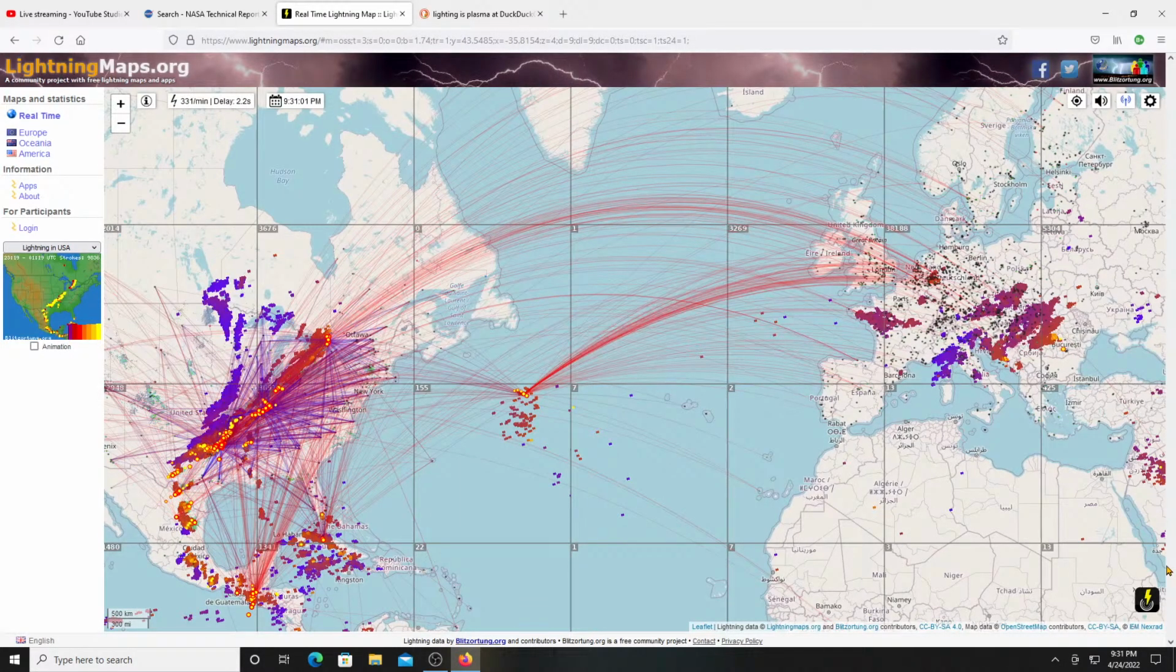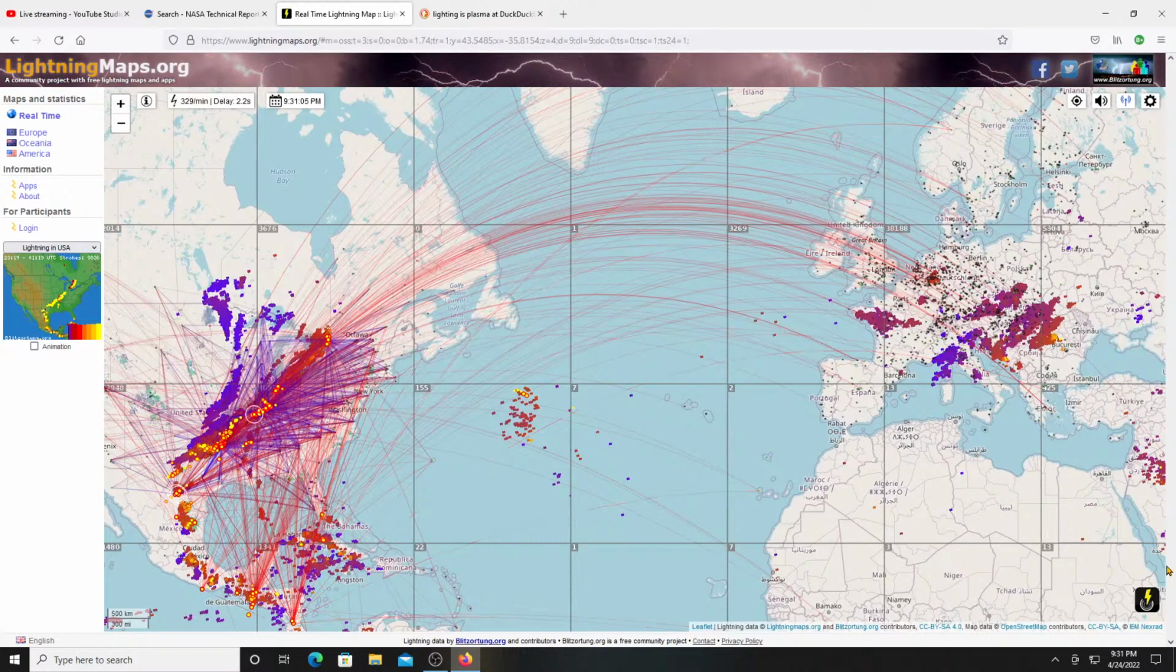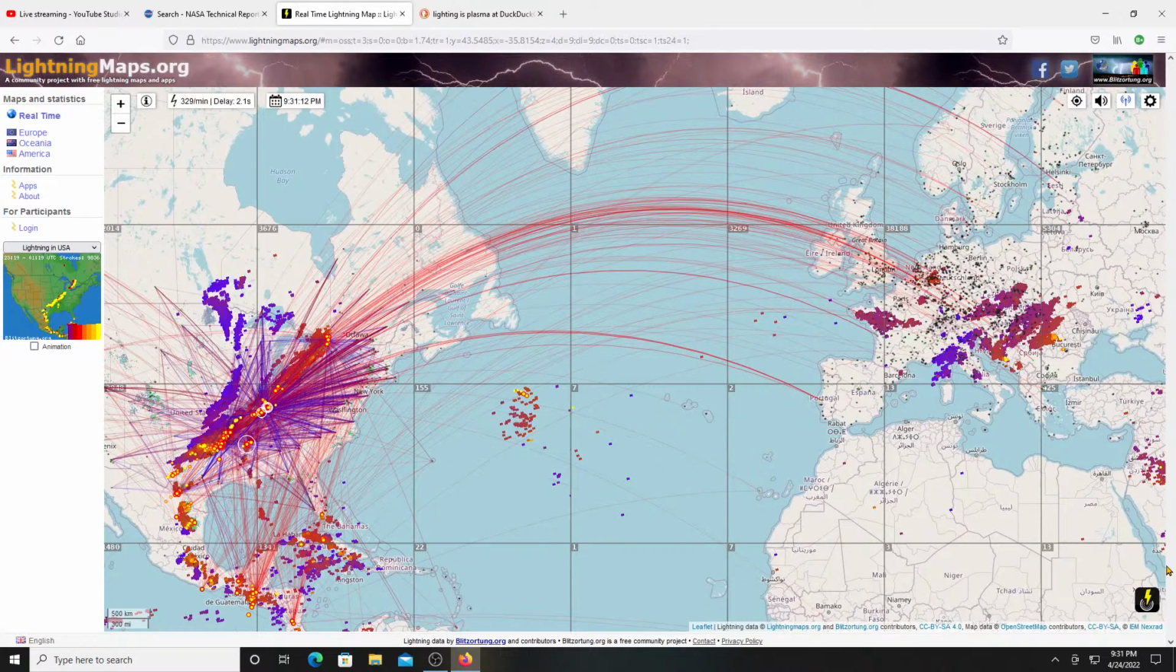We're just going to call this plasma. That's what we can call it, plasma. It's all over the place, and it's a mess. It is an absolute mess.